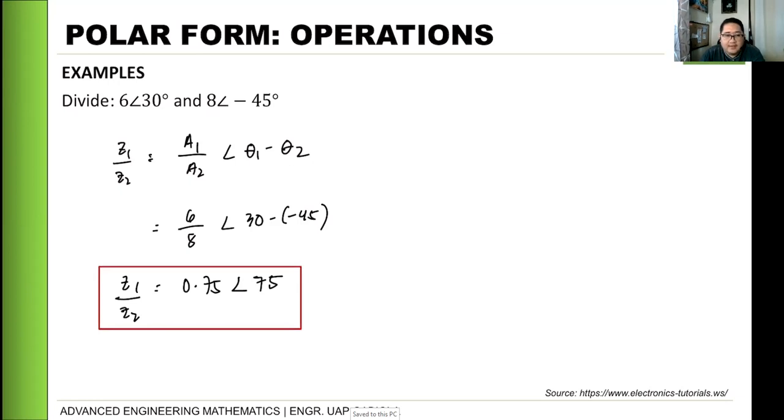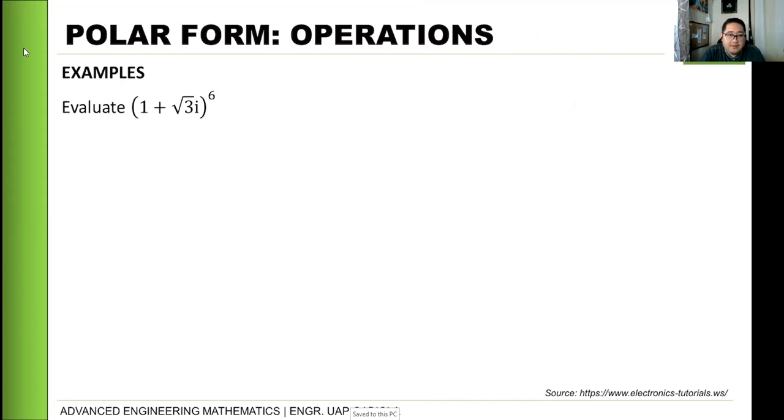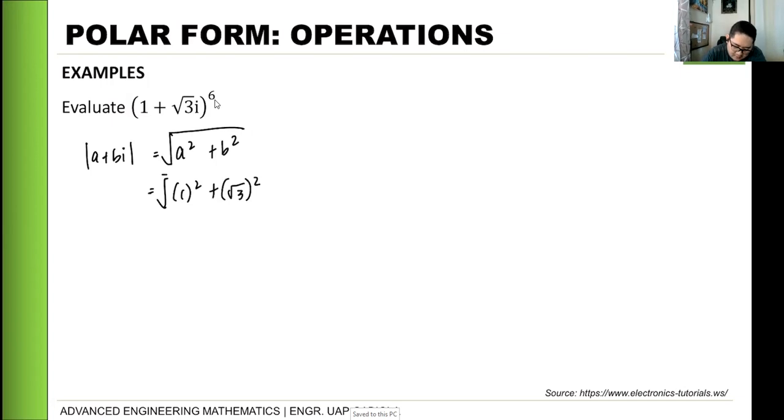Okay, next we have power. So yung ating nasa loob is naka-power siya, no? So nakita natin naka-rectangular form pa siya o yung a plus bi form natin. So we have to change that into polar form. So kunin muna natin yung absolute value niya. So we have a squared plus b squared, then square root of that number. So we have 1 squared plus square root of 3 squared and then square root. So we have 1 plus 3 and then square root noon. So we have 2. Okay, yan yung absolute value natin.